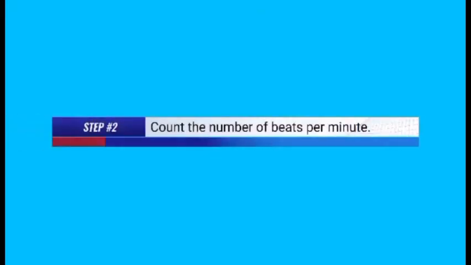The second step is to count the number of beats per minute. To shorten the process of counting the beats per minute, you can just count the number of beats for 10 seconds and then multiply it by 6 to make it equivalent to a 1 minute duration of beats. And lastly, the normal pulse rate for healthy adults should range from 60 to 100 beats per minute. So those are the steps of checking the radial pulse.